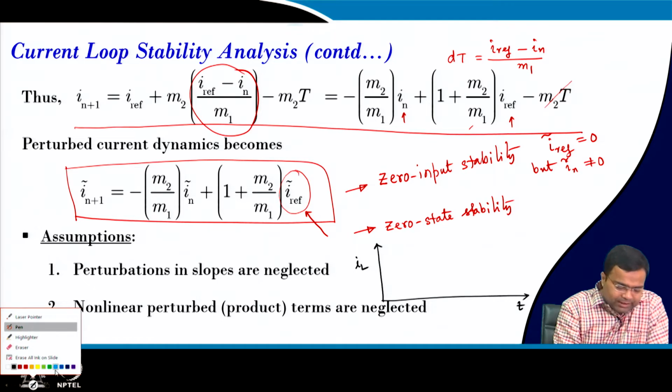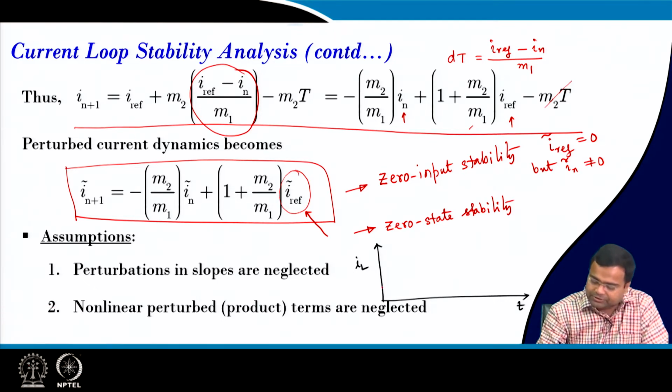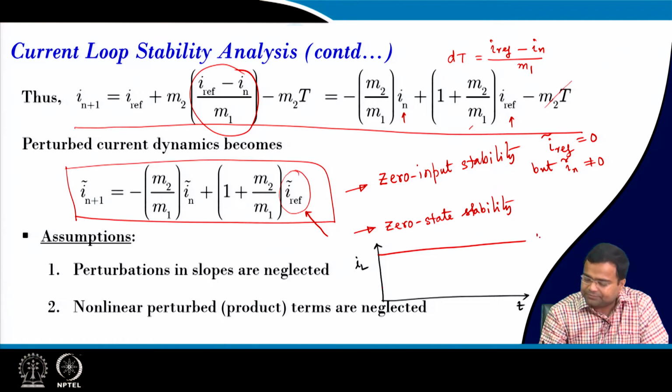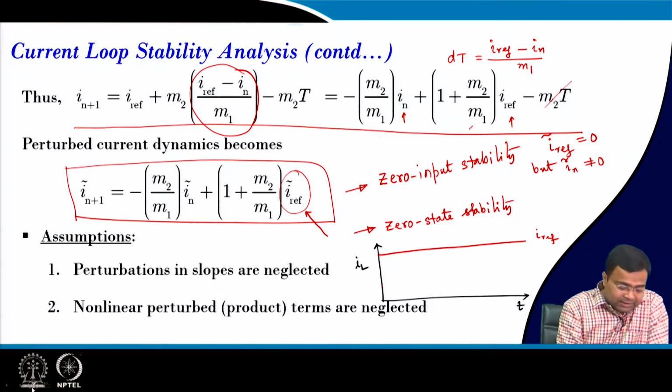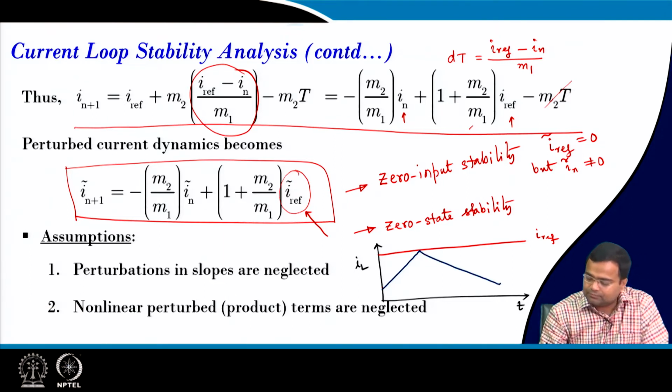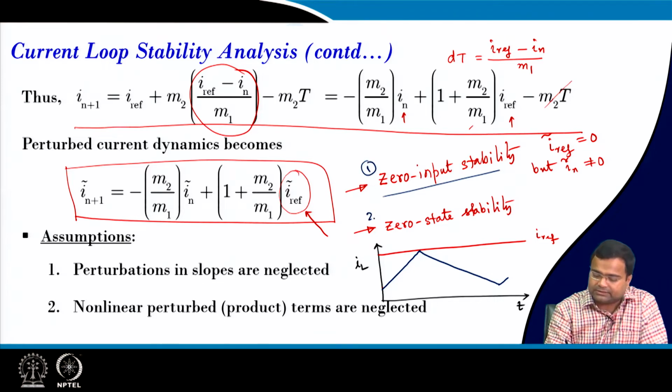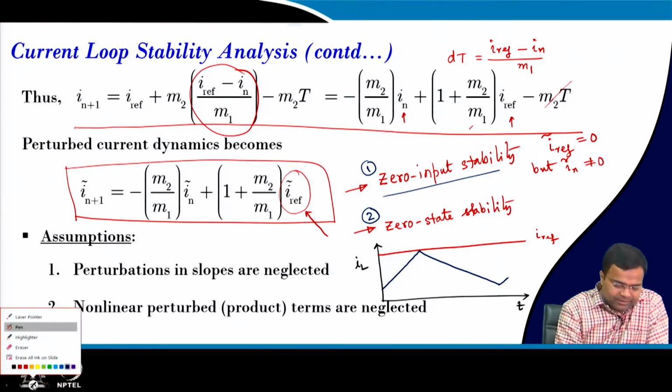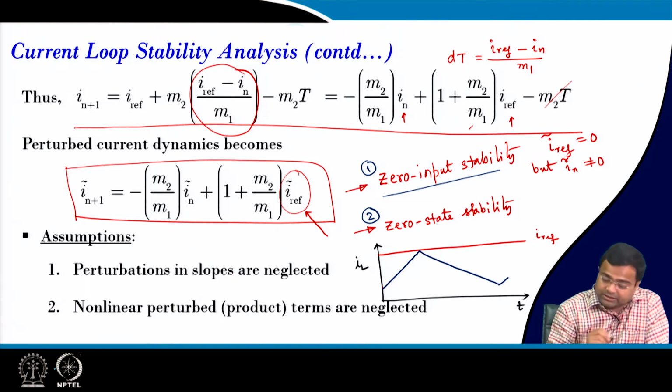If we draw the nominal current, let us say this is my I ref, the nominal I ref, and this is my nominal inductor current, like this. Now, in the first case we are perturbing the initial condition, that means zero input stability. This is case 1 and this is case 2. In case 1, if we consider the perturbation in the initial condition, the current will reach here and then this perturbed current will go up, and since it is fixed frequency, it will continue.